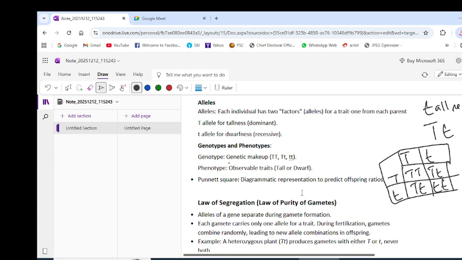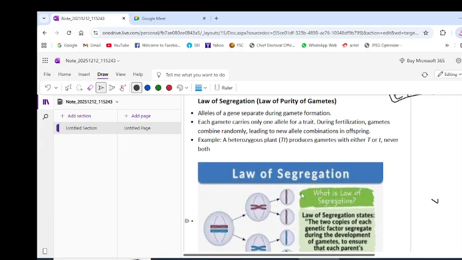This is about the law of dominance. Next is the law of segregation. Law of segregation means the law of purity of gametes. Here the alleles of genes separate during gamete formation, that we already know. Each gamete carries only one allele for a trait. That also we discussed right now. Each gamete carries only one character.